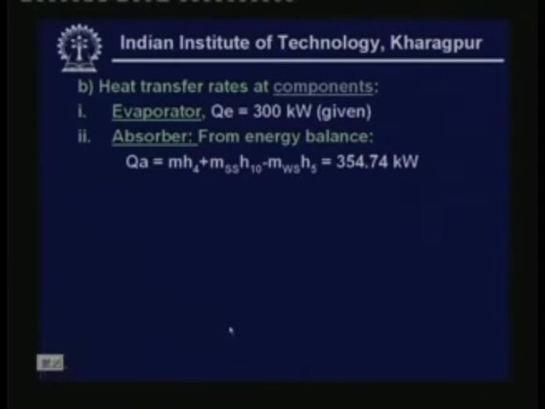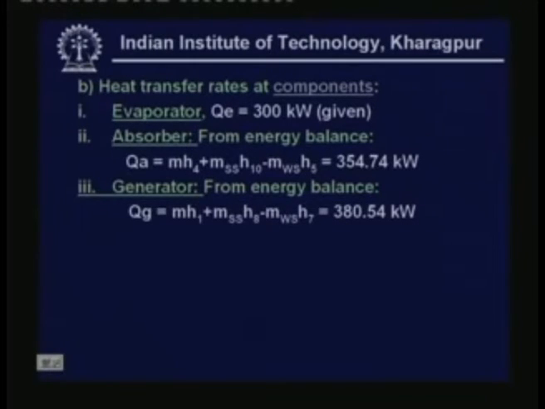So, from energy balance QA is equal to m H4 plus MSS into H10 minus MWS into H5, and all the mass flow rates have been computed and all the enthalpy values are known to us. If you simply substitute these values, you find that the required heat rejection rate at absorber is equal to 354.74 kilowatt.